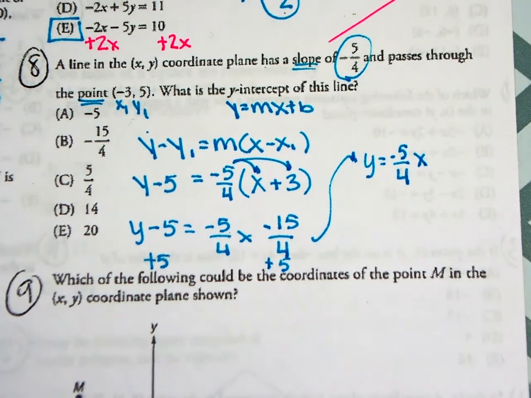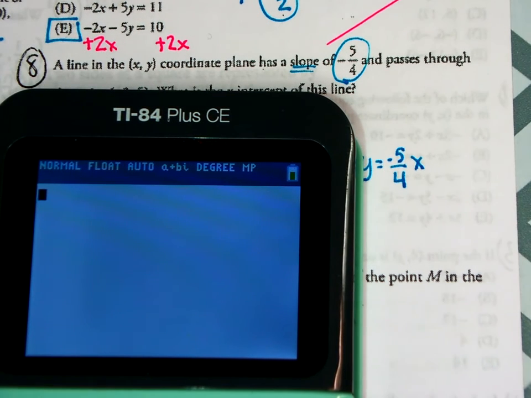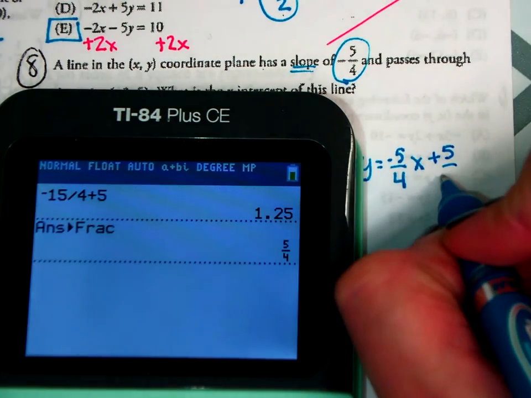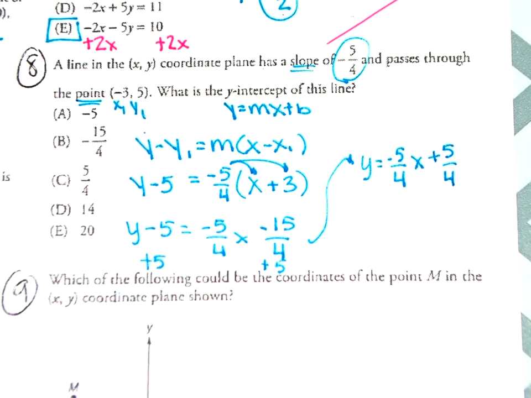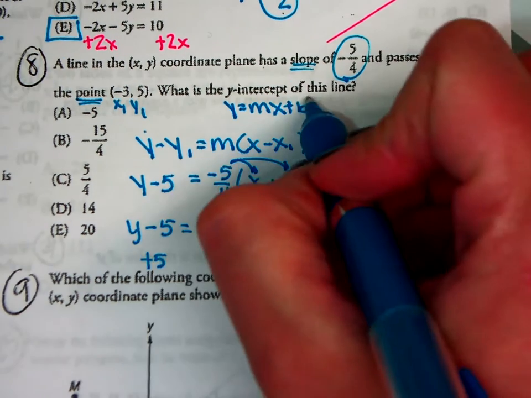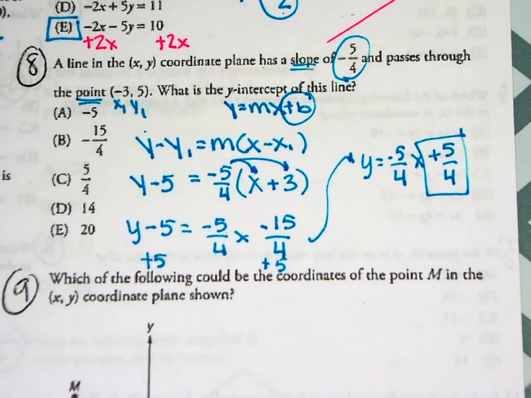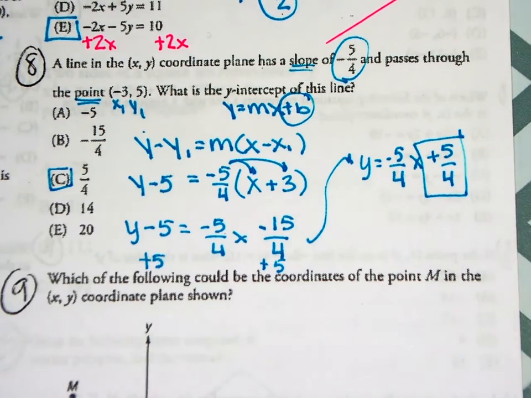Let me go ahead and grab my calculator. Work smarter, not harder. So we have negative 15 over 4 plus 5. Decimal, math, enter, enter, gives us 5/4. So again, if you're working with decimals and you don't want to, just use your calculator. So the y-intercept is represented by the letter b, including the symbol in front. So our answer is C, 5/4.